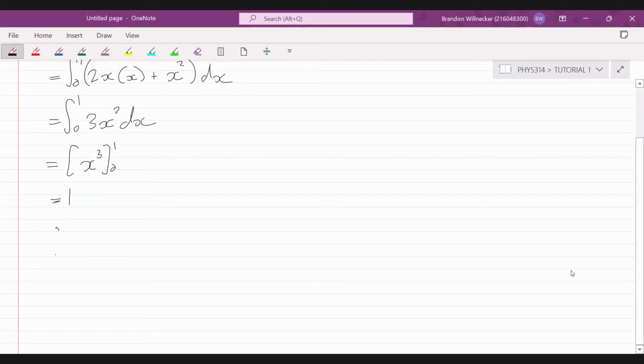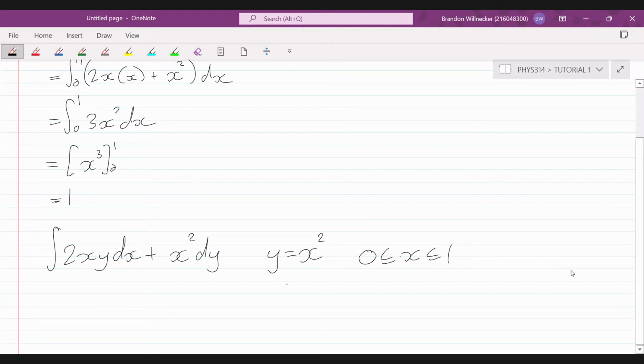So let's do it the other way. So we have the integral 2xy dx plus x squared dy. Now we're taking the parabolic path, y equals x squared, 0 less than x less than 1. So here we see dy is going to be 2x dx. So this will be the integral from 0 to 1, 2x times x squared plus x squared times 2x dx.